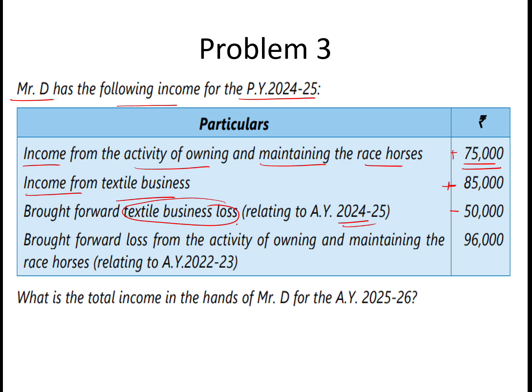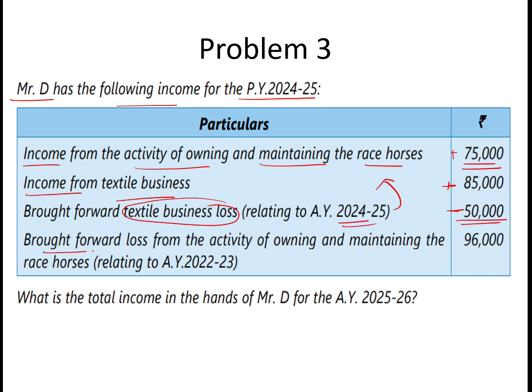50,000. Whenever any business loss is there, that business loss can be set off with business income only. So this 50,000 we can set off with profit. So this 85,000 minus 50,000 we can set off.